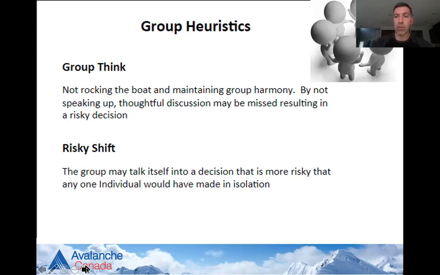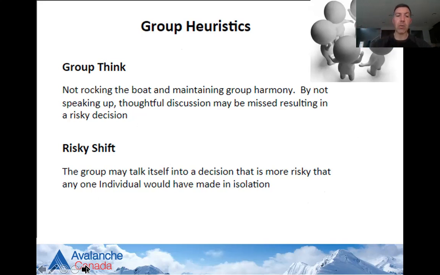And then another thing with groups is that you can talk yourself into a right pickle. It's called risky shift. As a group, you get a bit braver the more you go out together. I know we can do this, we can go further, we can go longer, we can ski steeper.